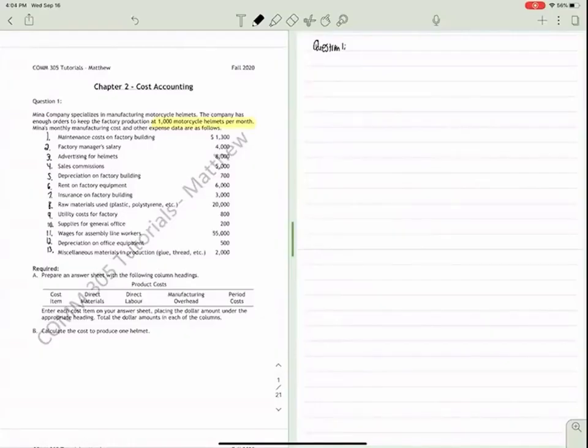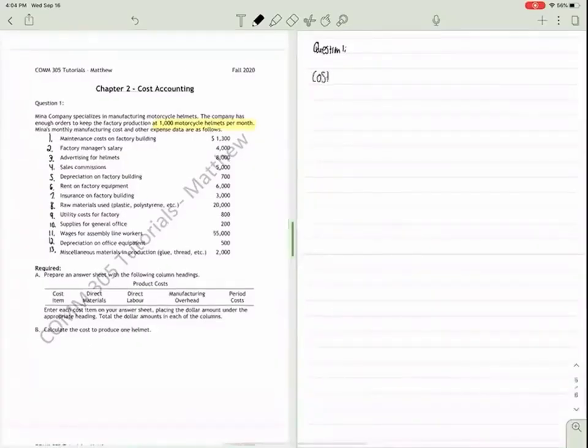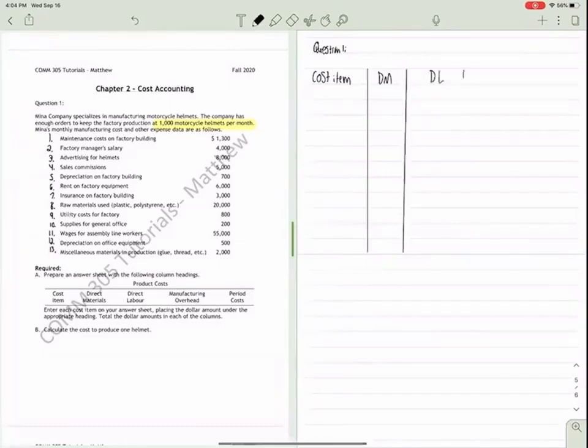Let's build the columns. So first off, we have cost item over here. Let's build this little sheet that they asked us to make. Cost item. All right. Then we have DM, DL, MOH. Sorry if my lines aren't straight. And then we have period expenses, PE. Okay? All right, guys. Now, this is how we're going to start.